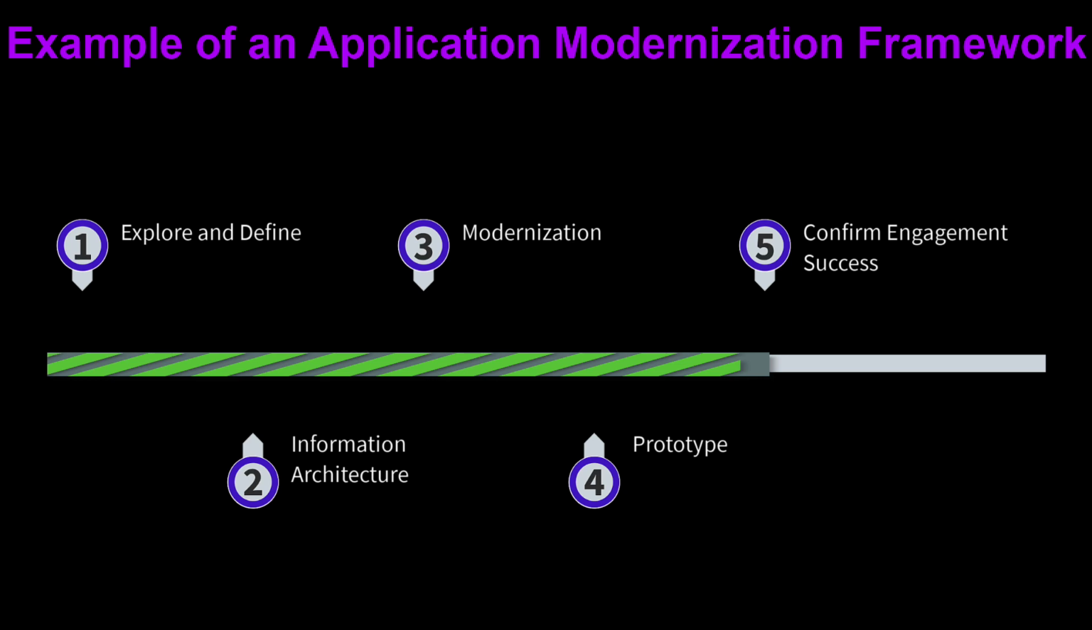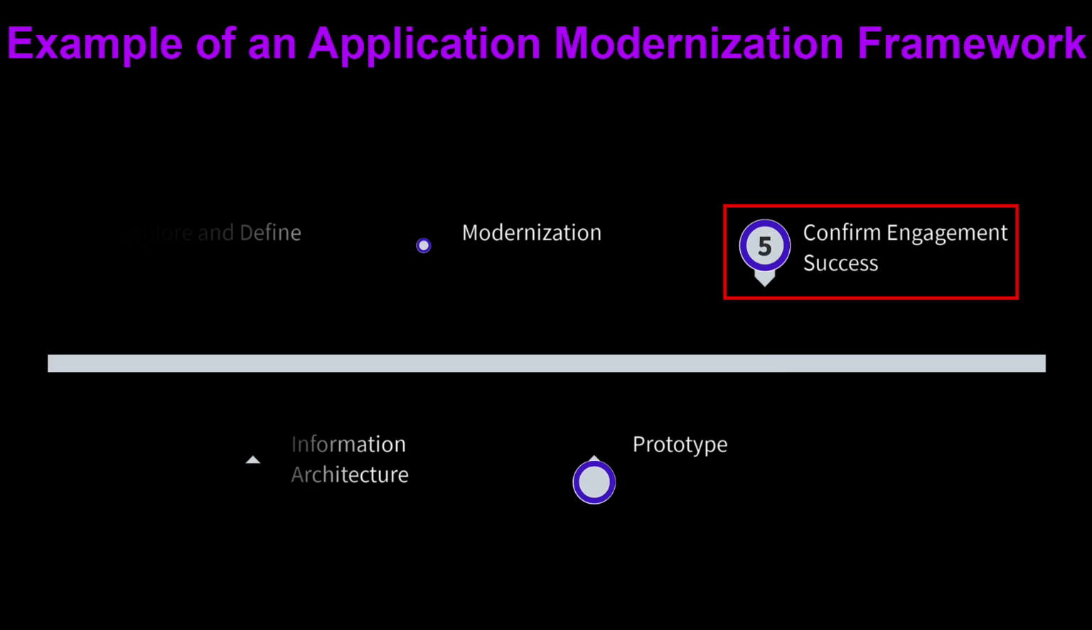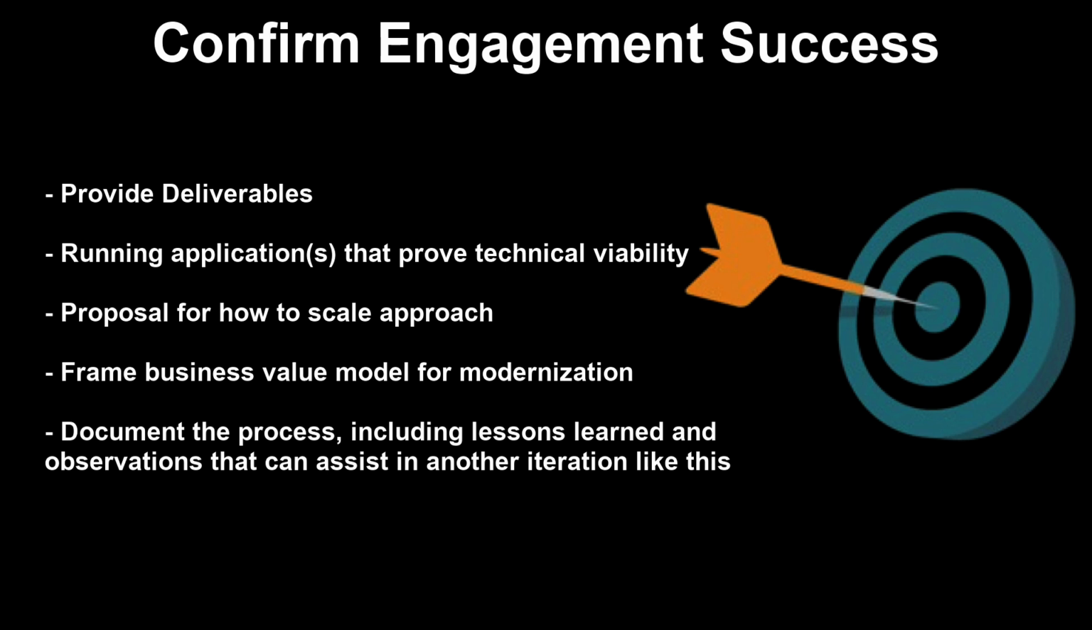The last step is what we call confirm the engagement success. This is where we provide the results, the deliverables. We prove that the application has technical viability. We propose how to scale for a bigger workload. We frame the business value model for modernization. And finally, we document the process, including the lessons learned, what went wrong, what went well, and the observations that can assist in other iterations like this.